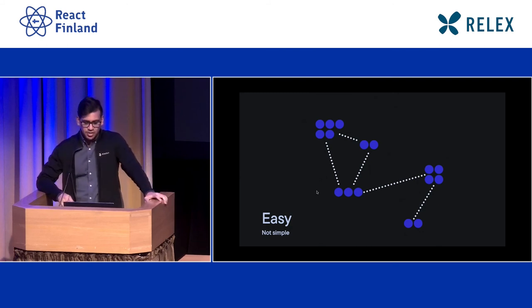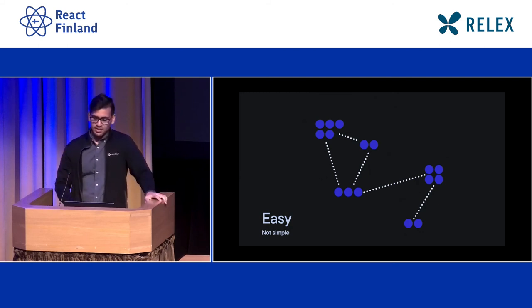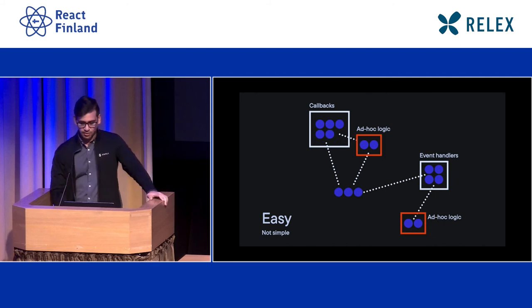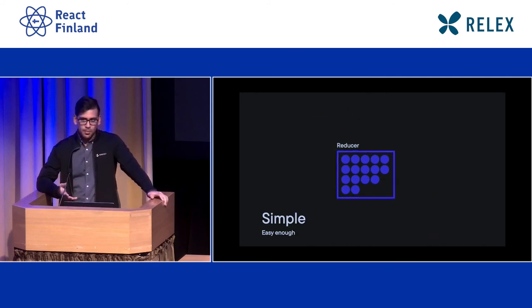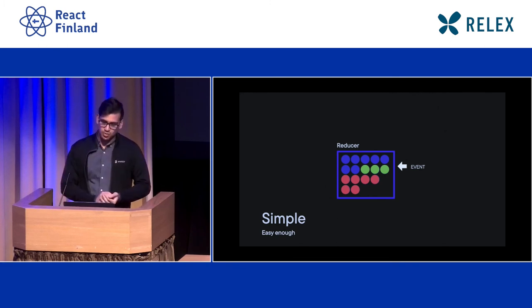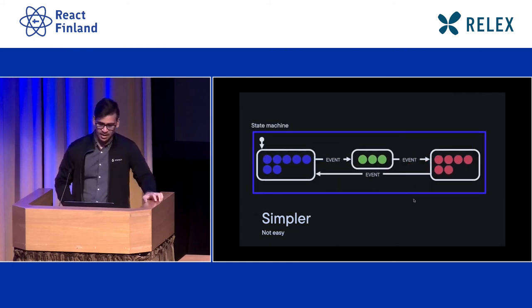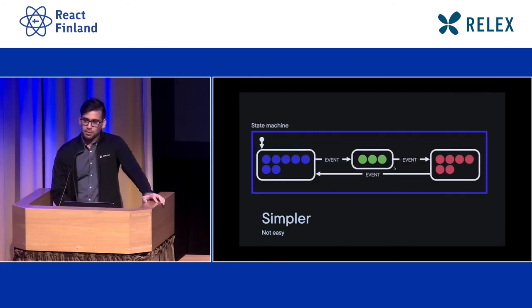So in general, the way that we typically code applications is the easy way. You know, we have logic and event handlers, callbacks, and ad hoc logic just floating around. We have simpler ways where, you know, we would just separate our application logic into reducers and maybe combine those reducers. And this allows us to have a simpler understanding of how everything works because everything is just an event. And then we have a simpler way where we could better organize the logic within our reducers.